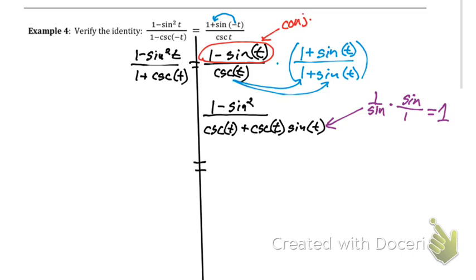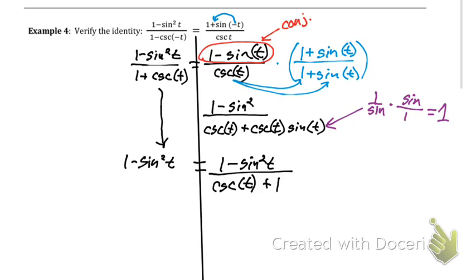So we now have 1 minus sine squared t all over cosecant t plus 1. Well, that is the same thing here. They're both the same thing. 1 plus cosecant is the exact same thing as cosecant plus 1. So we are, in fact, done. You can either rewrite it to match it, or you can just leave it as is. I'm going to rewrite it to match it. And that's it.